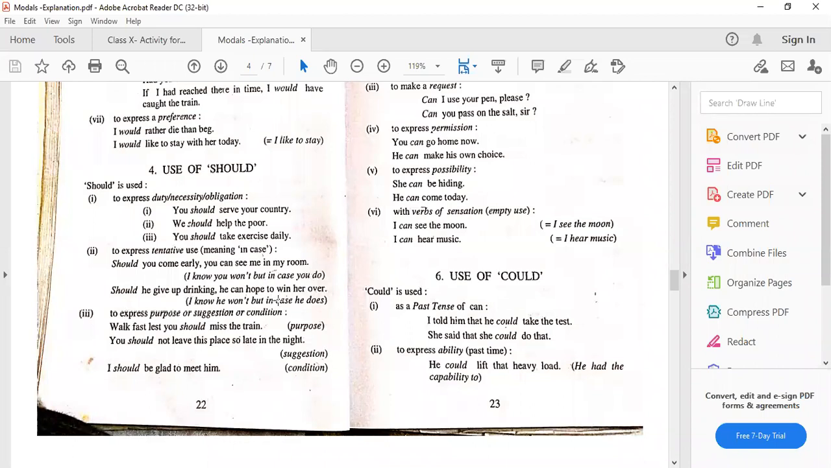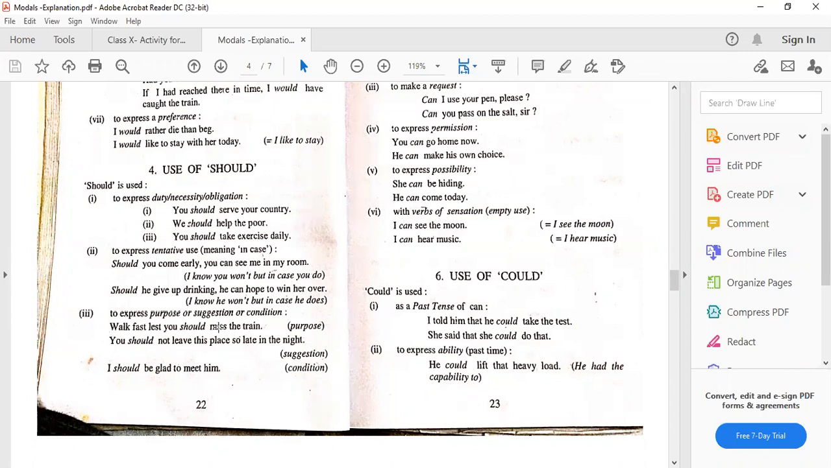Should he give up drinking, he can hope to win her over. लेकिन पता है कि वो नहीं छोड़ेगा. He would not give up drinking. So it is tentative use of in case. We can replace in case with should also. Should he give up drinking? I know he won't, but in case he does. Then to express purpose or suggestion or condition.